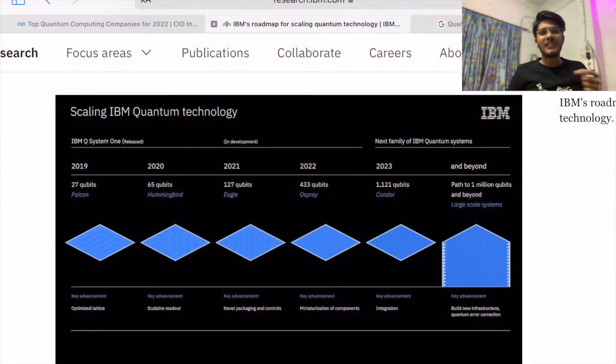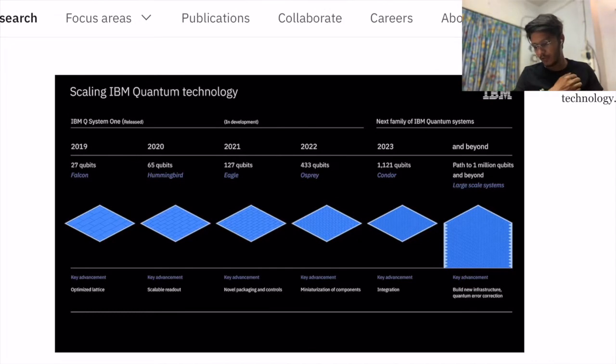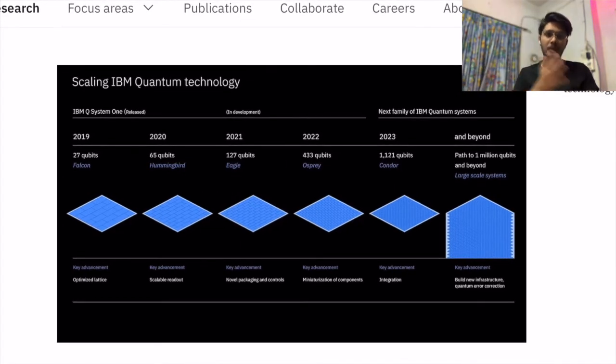Now, I just want to quickly show you one particular company and their roadmap. Of course, all the companies which I have shown or talked about earlier have their own roadmaps for a quantum computing journey, but IBM Quantum has a very significant roadmap for the next 5 years. Starting 2019, they started with 27 qubits. In 2020, they reached 65 qubits and plus.